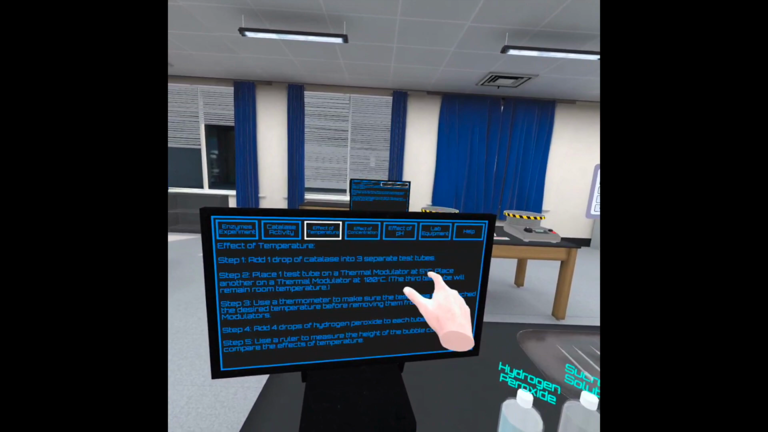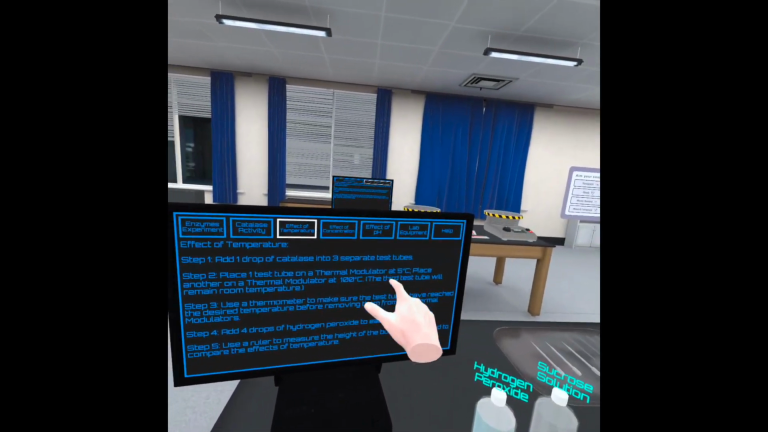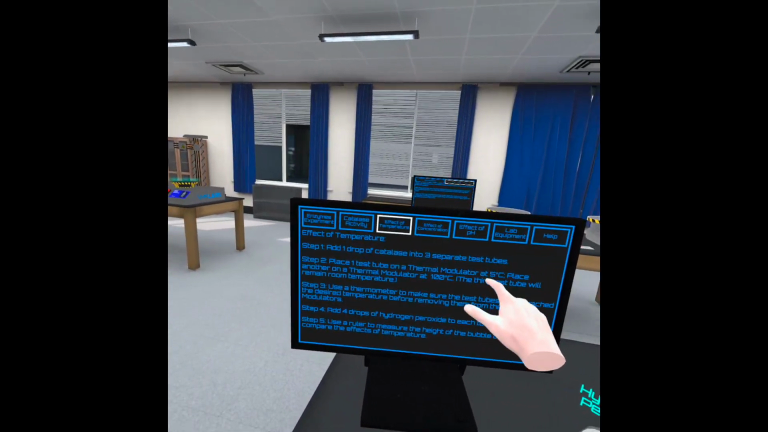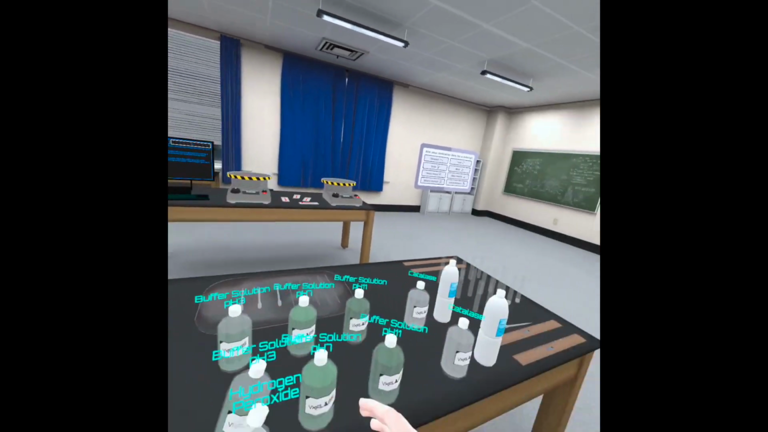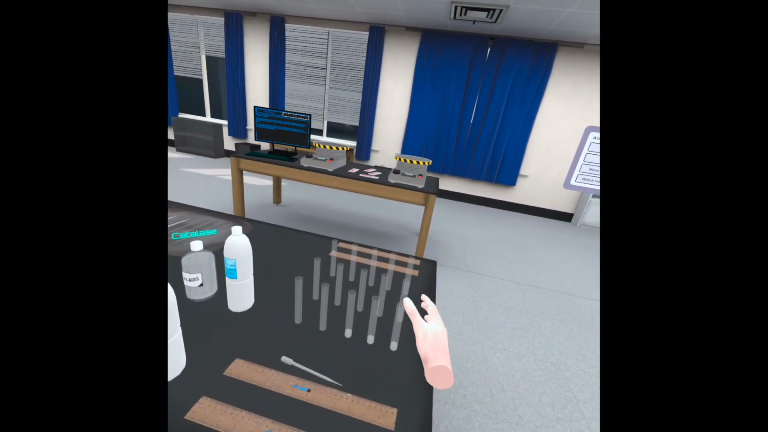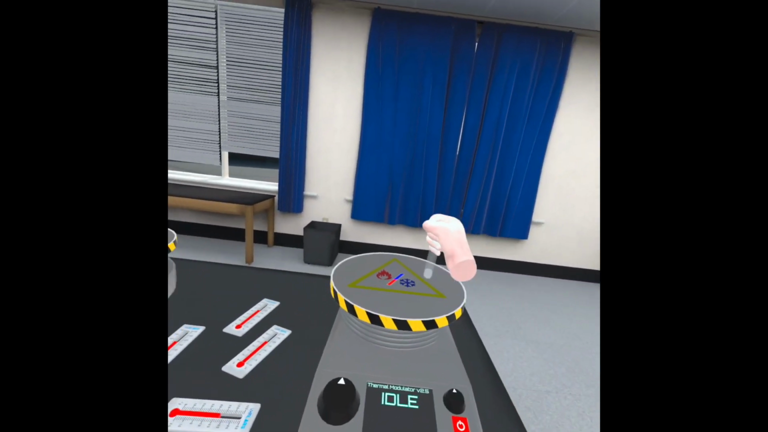Now note that in the next step, you're asked to place 1 test tube on the thermal modulator at a given temperature. Now, the thermal modulator is a piece of equipment in the virtual lab that is equivalent to, say, a water bath or an incubator in a real lab. Either way, you can adjust it to a given temperature and allow the reaction to take place at that set temperature. So now we're going to navigate over, pick up 1 of our test tubes, and go and place it on top of the thermal modulator.